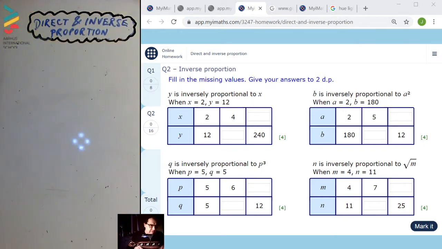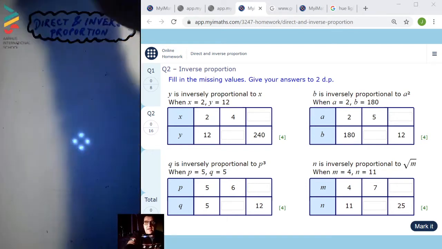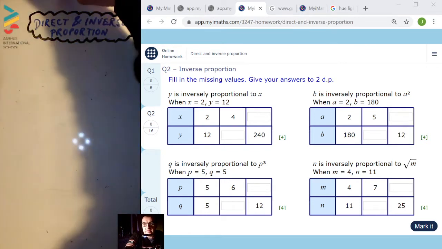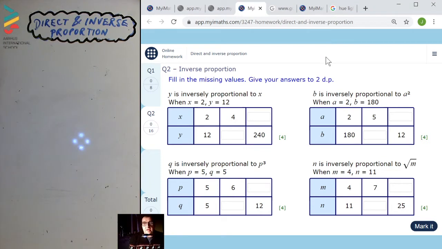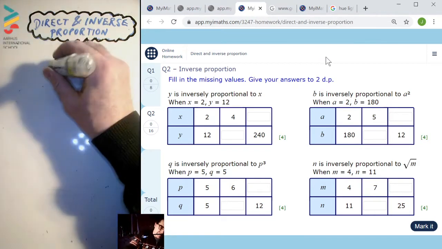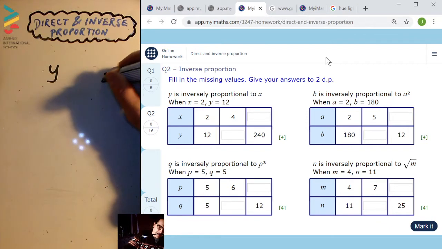So I'm looking at question 2 from the direct and inverse proportion exercise from MyiMaths, and just looking at the first question from question 2. Fill in the missing values, give your answers to 2 decimal places. Y is inversely proportional to X. So there's 2 things, Y and X.